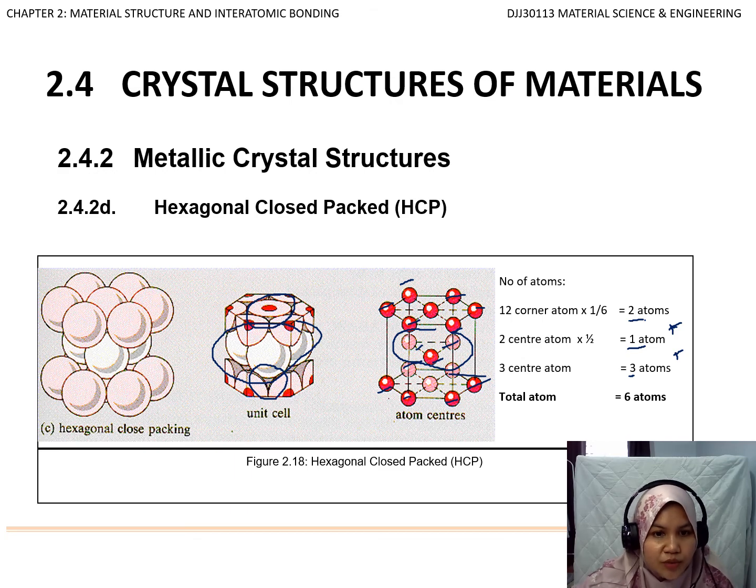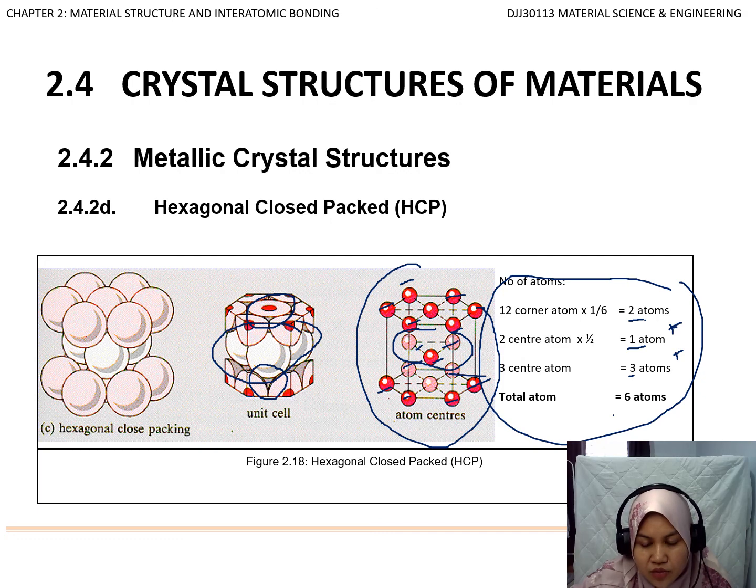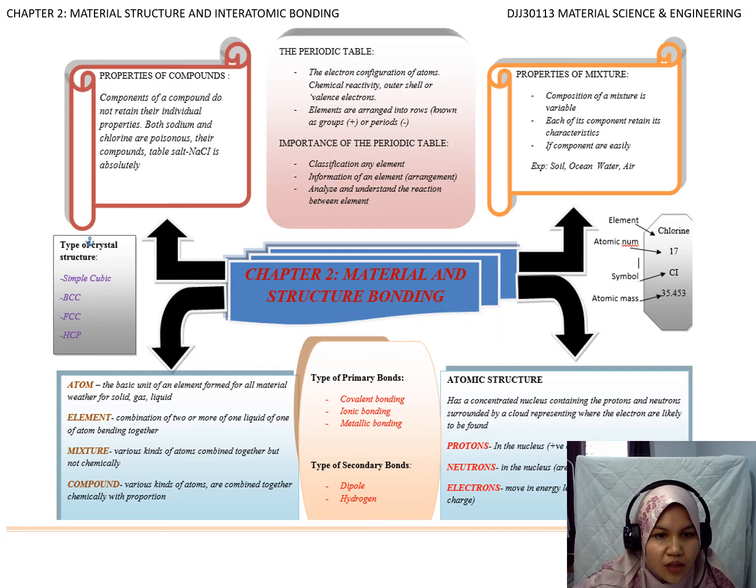Okay, so benda-benda ni simple cubic, body centered cubic, face centered cubic dan hexagonal close pack ni kamu kena hafal dia punya gambar rajah dan juga berapa atom dia. So macam mana dia dapat jumlah atom ni. So kena hafal lah benda-benda ni. Okay, contoh yang ni kena tulis, kalau saya tulis kena tulis.